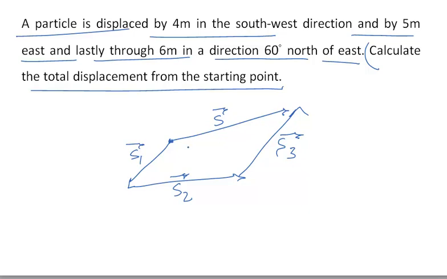So if you wish to find out S, what you have to do is first find out the displacement resultant of the first two displacements, that is S1 plus S2, which is this. Then this displacement vector has to be added with the last displacement vector S3, so that you get the final displacement S. So this will be S1 plus S2 plus S3. You have to specify what is the direction as well as what is the magnitude of the final displacement.